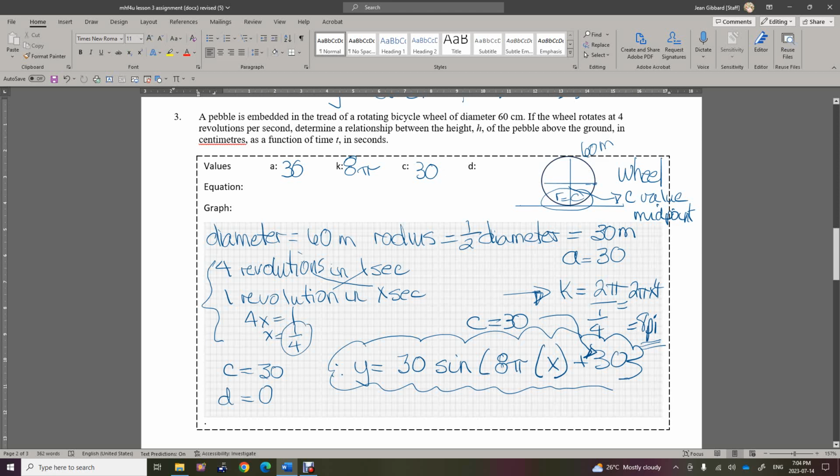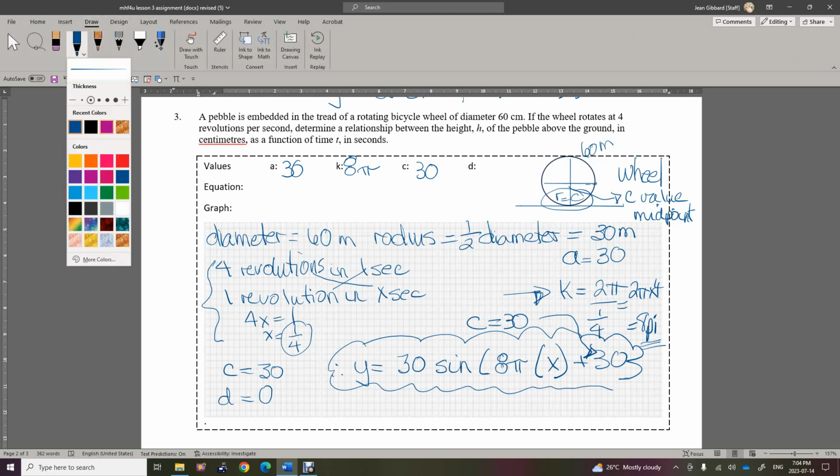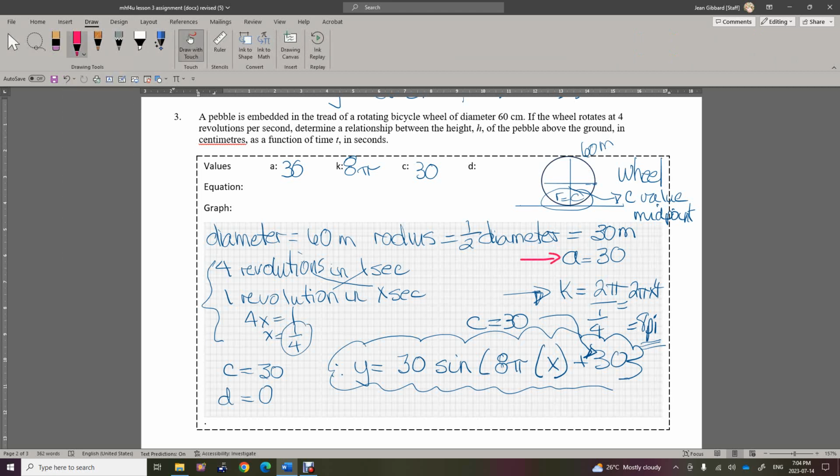So what do we have so far? We have that A is 30, K is 8 pi, D we don't have, and C is 30, which gives us the equation y equals 30 sin(8 pi x) plus 30.